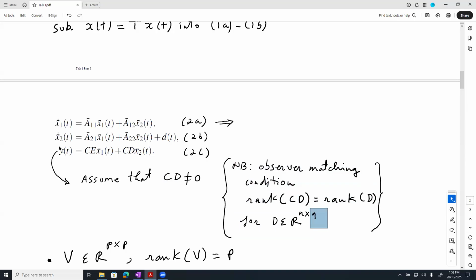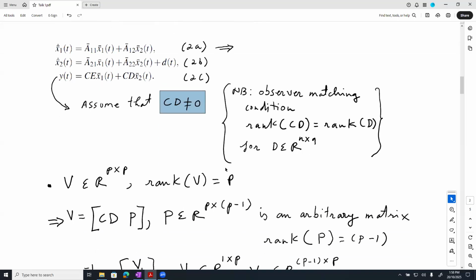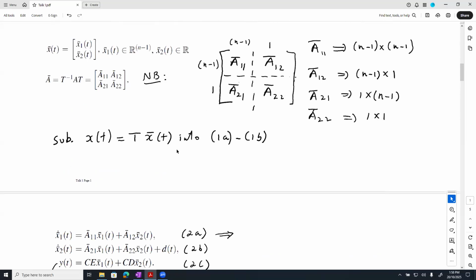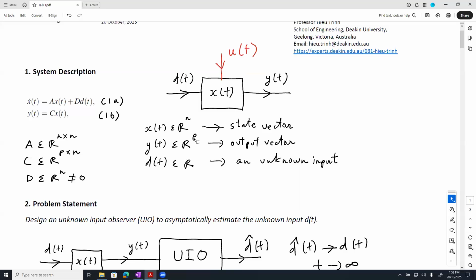Now, if we focus on this equation, and if the assumption here holds, which basically says matrix C times D should be non-zero, then Hou and Muller introduce an invertible matrix, which we call V here. V is a square matrix of dimension P by P. Now remember, P is the number of output measurements in this model here, okay?